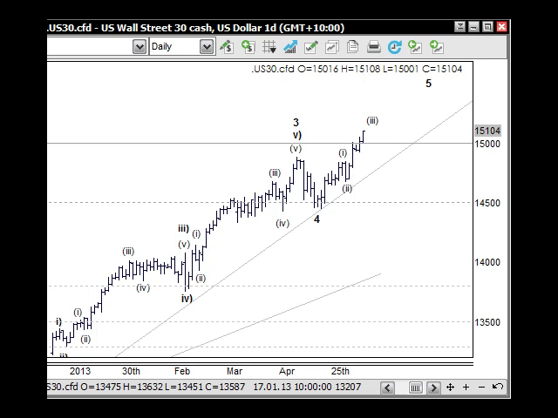Here we're looking at the US 30 on a daily chart, at the top of that third wave which we've been looking for. One of the things is that the third wave is normally longer than wave one, and that's not the case so far. It's still a little bit short, so you can see that it's quite swift in relationship to this structure here.